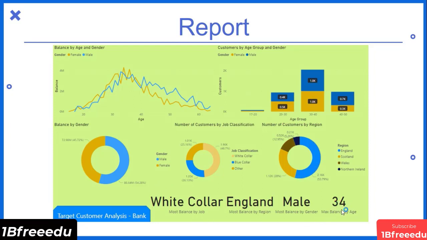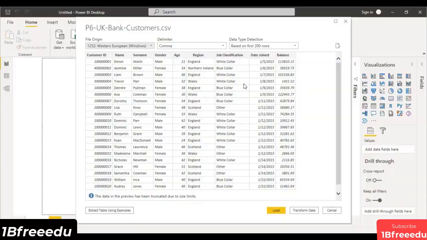These are a few of the data that we can have a look at, like white collar is the most balanced by job, England is the country or the region which is giving us the most balance, male is giving us the most balance, and 34 is the optimum age of our customer that is giving us the maximum balance. So this is the analysis that we did with the help of this report, with the help of the data set of the customers. Now we would be looking at the step-by-step process to create a report similar to this for ourselves. So let us start.